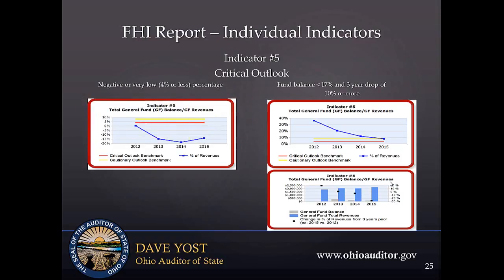The critical outlook for indicator 5 again can be reached 2 different ways. A negative or very low percentage, which was 4%. Again, you can see the yellow and the red benchmark bars on the chart. And in this case, the current percentage has fallen below the red bar. The second way is if the fund balance is less than 17% and there's a 3-year drop of 10% or more. You can see that the fund balance is below 17%. It's currently about 10%. And the drop has been, in this case, 30%. So it meets the criteria.